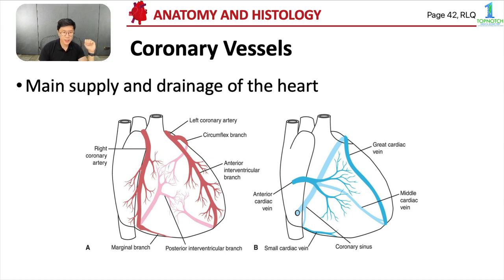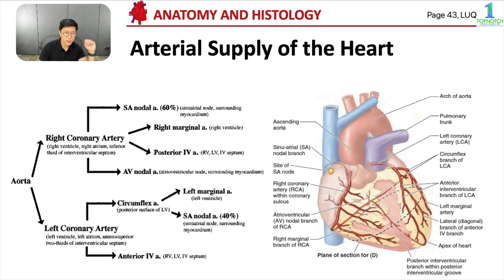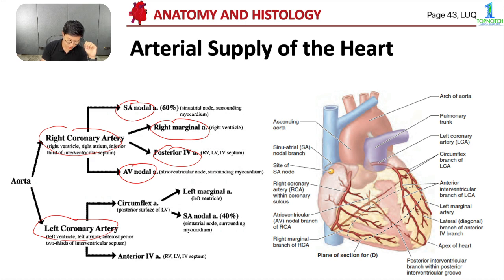So the vasculature of the heart are the coronary vessels. For the arterial supply of the heart, you have the right coronary artery and the left coronary artery. The right coronary artery has the SA nodal artery, the right marginal artery, the posterior interventricular artery, and the AV nodal artery. The left coronary artery divides into your circumflex artery and your anterior interventricular artery. The circumflex artery gives off your left marginal artery, and in 40% of people, your sinoatrial nodal artery.